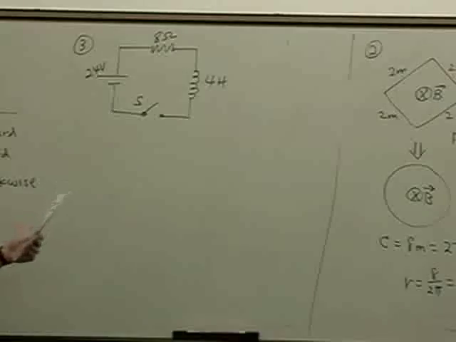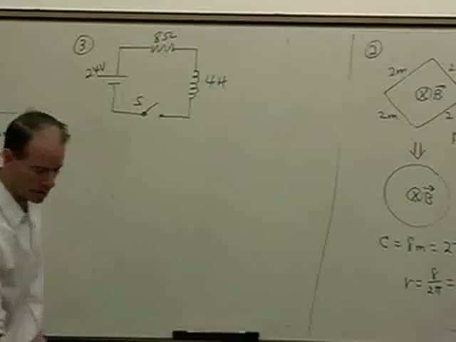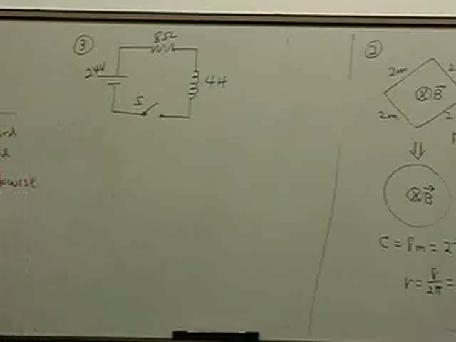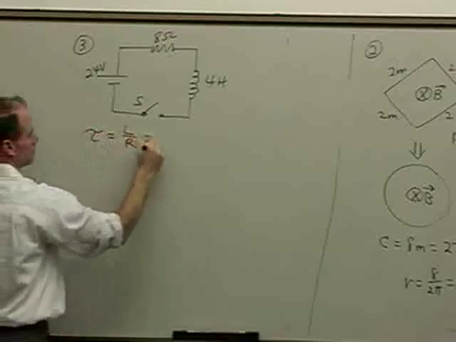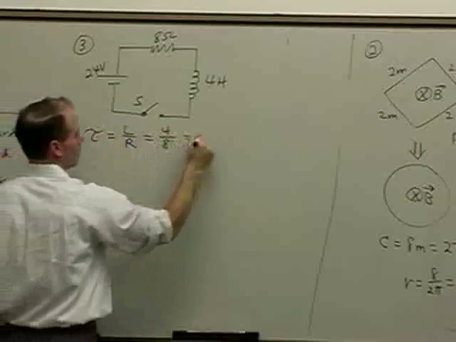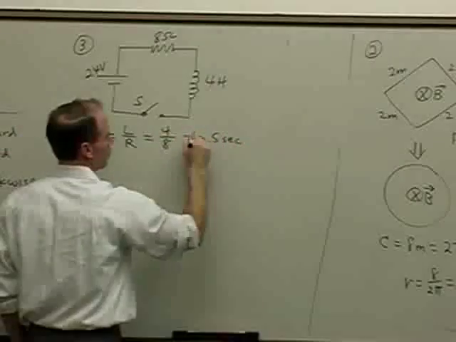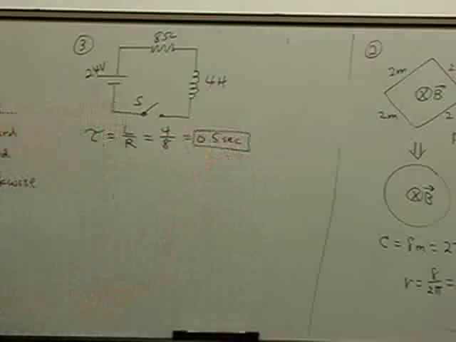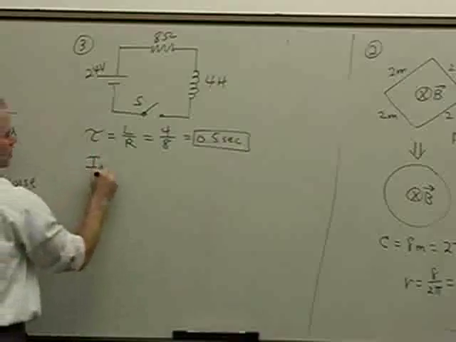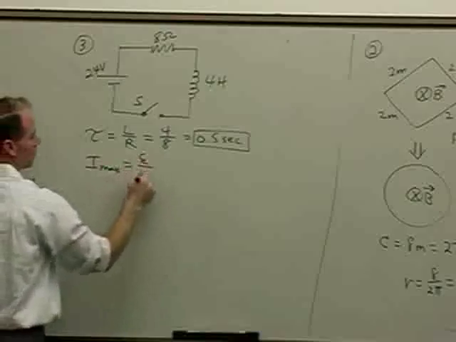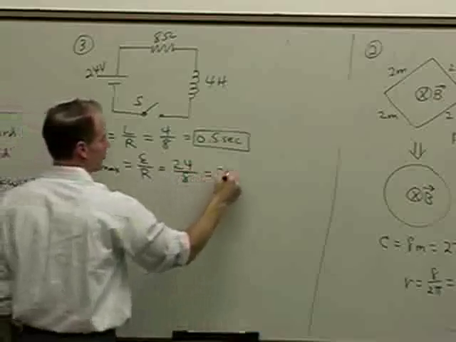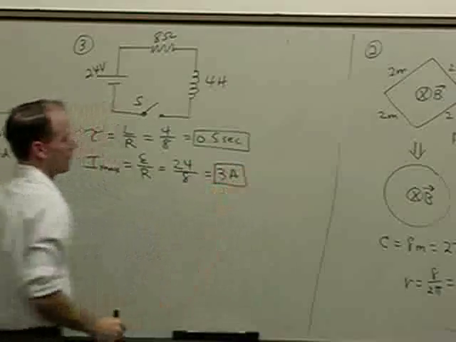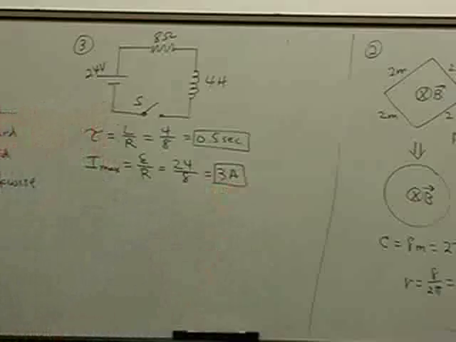So the question is, what's the value of the current 1 second after the switch? For such a problem, I'd like to know the time constant and the maximum current. The time constant is L over R. That'll be 4 over 8, 0.5 seconds. So in 0.5 seconds, the current will reach 63.2% of its final value. The maximum current will equal the voltage of the battery divided by the resistance: 24 volts divided by 8 ohms, or 3 amps. So this current will go up to 3 amps and go no more.